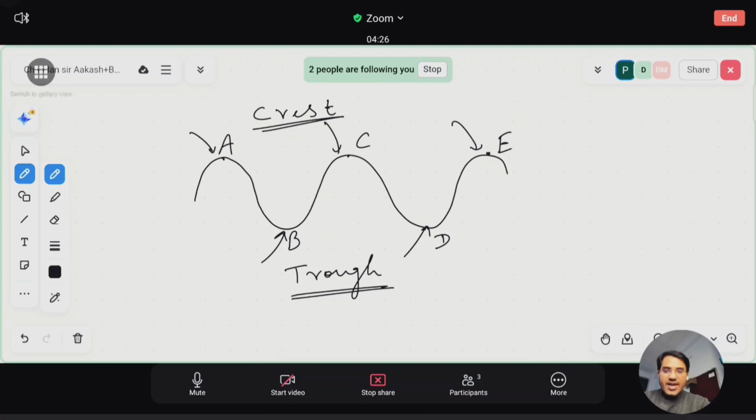What do you think? Distance from which point to which point should be called a single wavelength? A to C. A to C, very good. So one crest to the consecutive next crest. The distance between two successive crests is called wavelength, lambda. It is denoted by lambda.